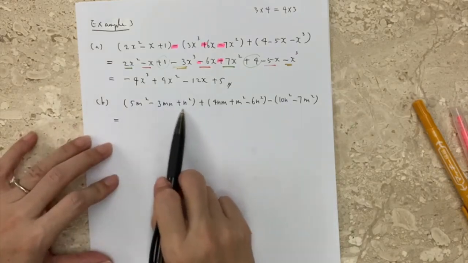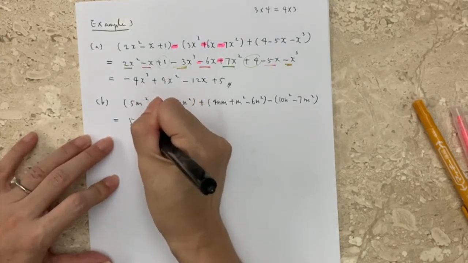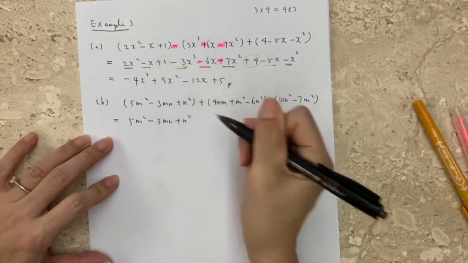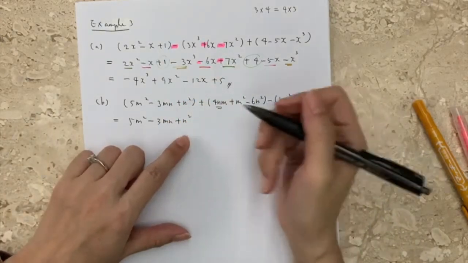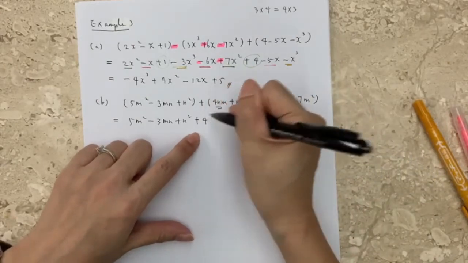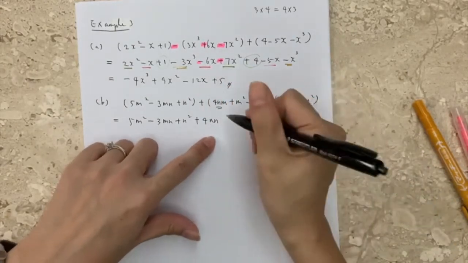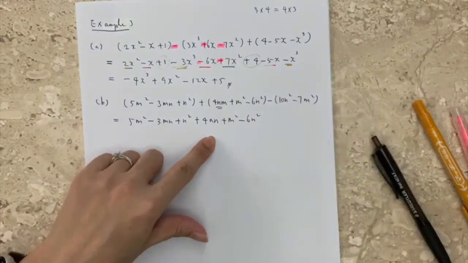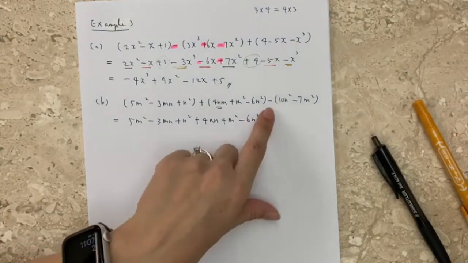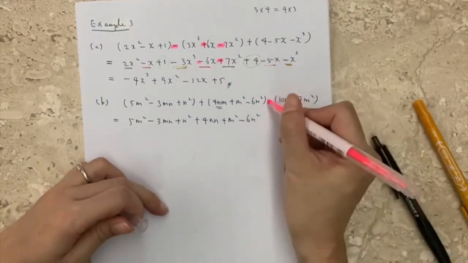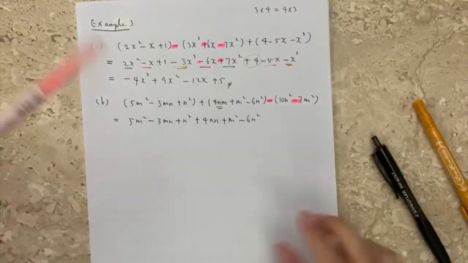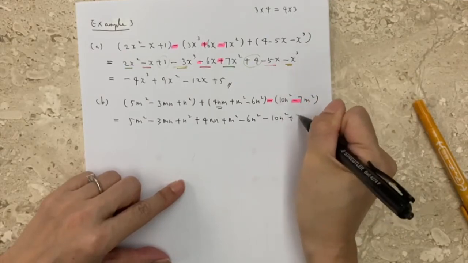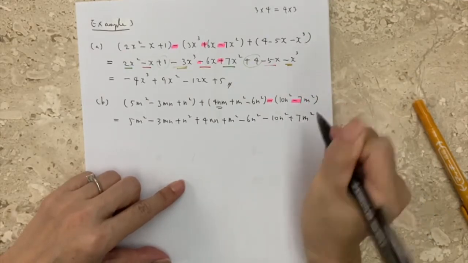Right? So step 1, remove brackets. So I have 5m squared minus 3mn plus n squared. All right, so change this, rearrange it: 4mn, plus m squared minus 6n squared. And then stop and be very careful again, because we have a negative here. Removing the bracket, don't forget to change the sign. So I have minus 10n squared plus 7m squared.